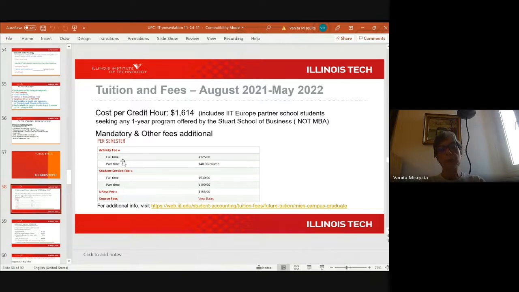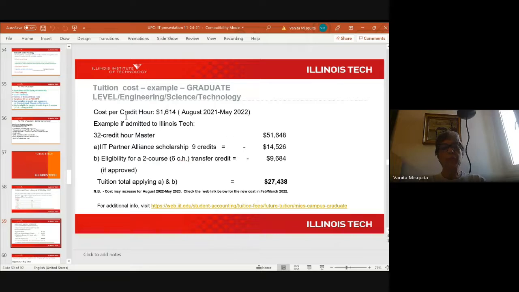Per the US F1 visa, you have to be a full-time student. Full-time means you have to be enrolled for a minimum of 3 courses per semester. The tuition, I provided you with an example. So the cost this year is $1,614 per credit hour. So if we take an example of a 32 credit hour master's, if you do the multiplication, it amounts to $51,600. However, you will not pay that cost.